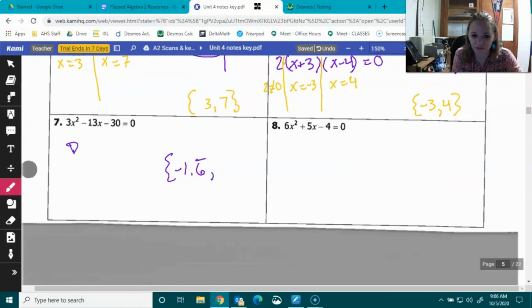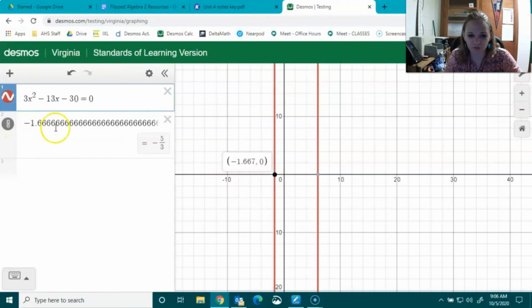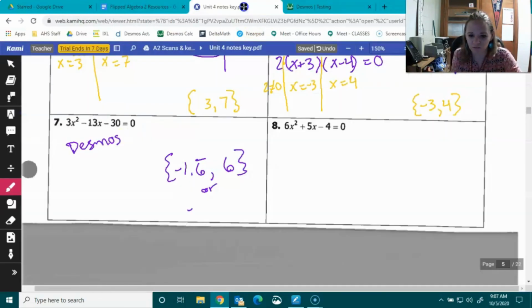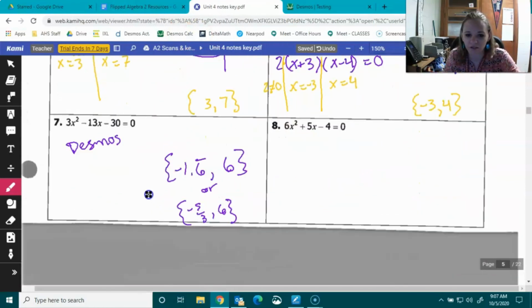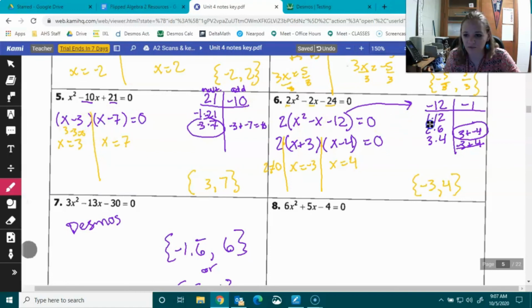Okay. And this one I'm going to mark as Desmos. And the other answer was 6, right? Or you can change that repeating decimal to a fraction if you like fractions better. Negative 5/3 and 6. Okay. So that's what I would do on those ones if you're not getting nice, pretty easy factors like this.